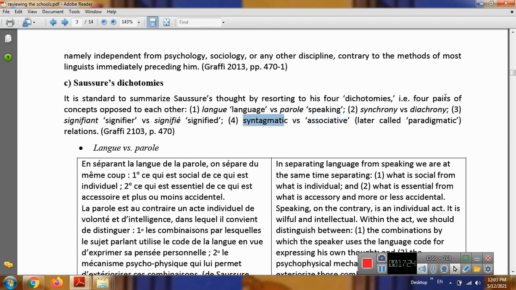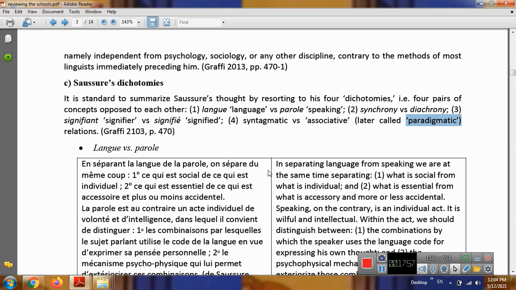Syntagmatic versus associative, or another name for associative is paradigmatic. Dear student, you should know these four dichotomies. They are very important. You should know their concepts, their meaning, and you should be able to mention them. Saussure has four dichotomies, four concepts opposed to each other.